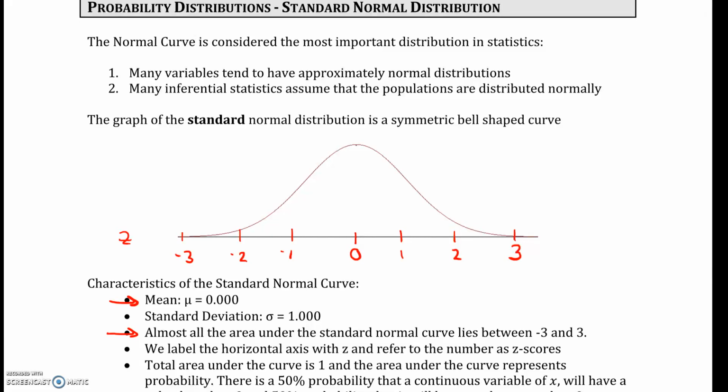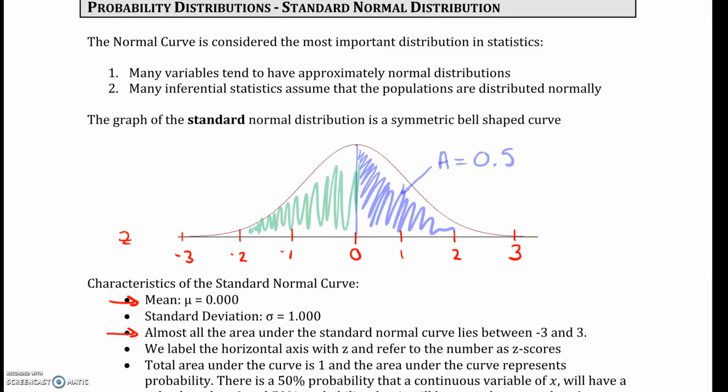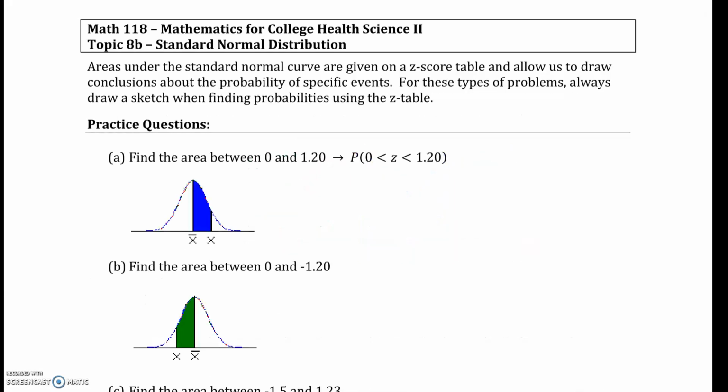Also, the area underneath the standard normal curve has a value of 1. And so that means that the area to the right of center has an area of 0.5, and the area to the left of center also has an area of 0.5.